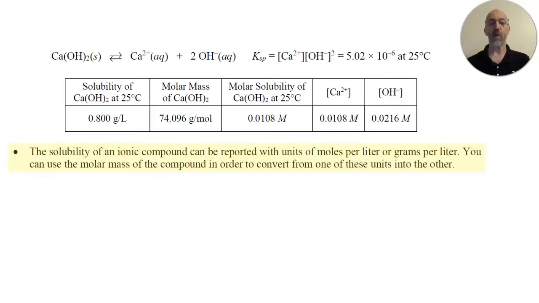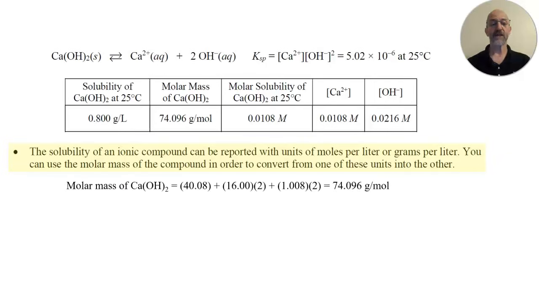Calcium hydroxide dissolves in water to produce the ions calcium and hydroxide, and you can see the balanced equation, the KSP, and you can also see two different units for solubility in this table. So the solubility of an ionic compound can be reported with units of moles per liter or grams per liter. And you can use the molar mass of the compound in order to convert from one of these units into the other. So, for example, there's the calculation for the molar mass of calcium hydroxide, which is 74.096 grams per mole.